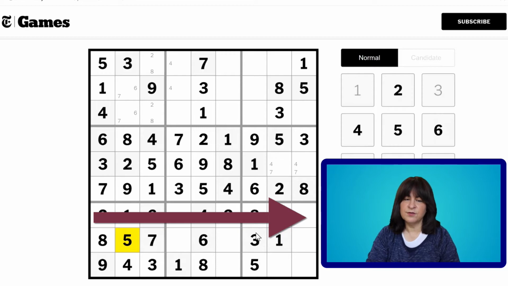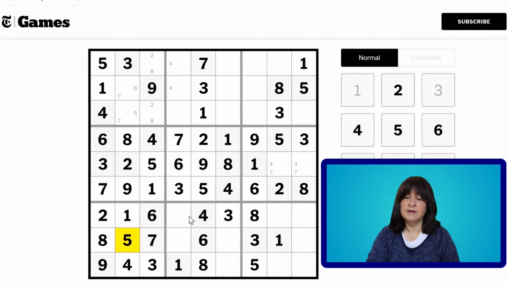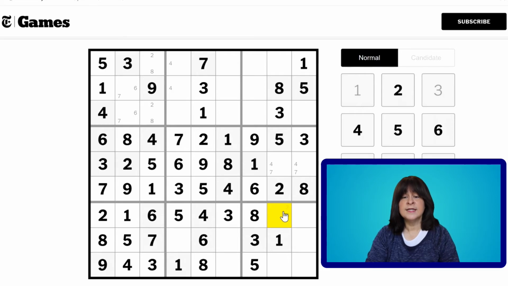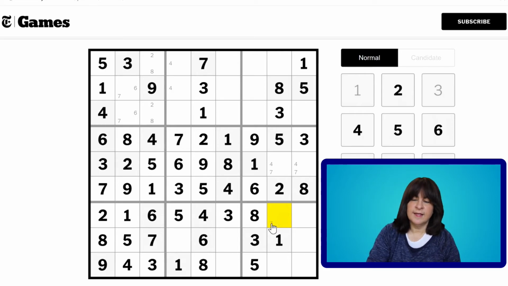All right, let's have a look at this row here. What's missing? 1, 2, 3, 4, 5. We're missing the 5. The 5 can go here. It can't go here or here, so this has to be the 5. What else are we missing in this row? 1, 2, 3, 4, 5, 6, 7. We're missing the 7 and the 9. And here we're also missing the 7 and the 9.